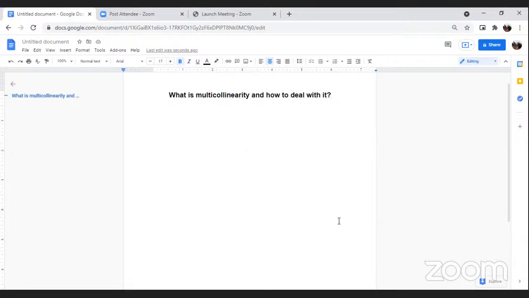So we were discussing multicollinearity and how we deal with it. Yeah, thank you, Sanjay. Kind of correct, Ipshita, but it could be a little more explanatory when you answer the questions.